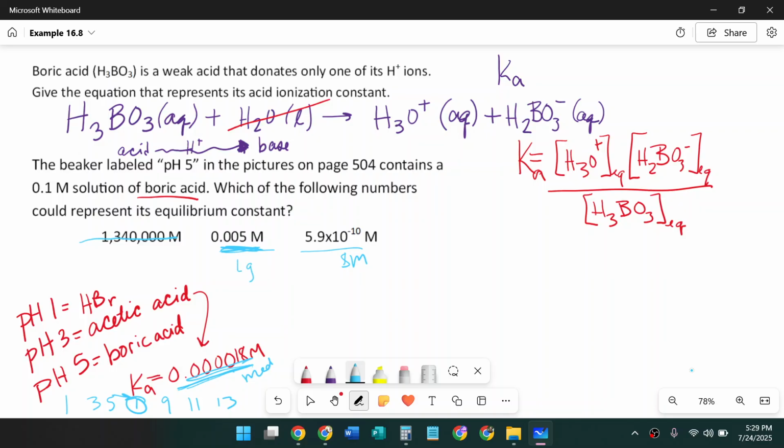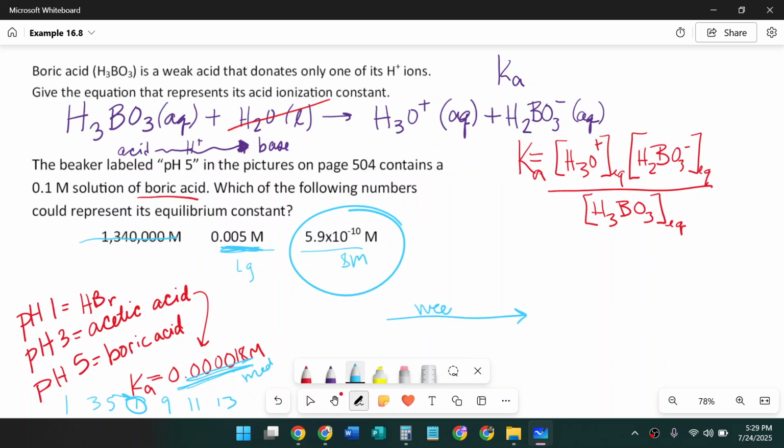So we need it to be smaller than acetic acid to be a weaker acid. So what's smaller than medium? The small. And that's the end of the problem.